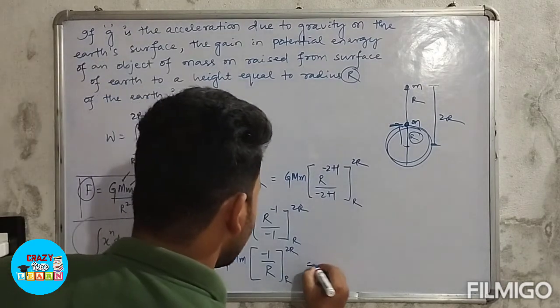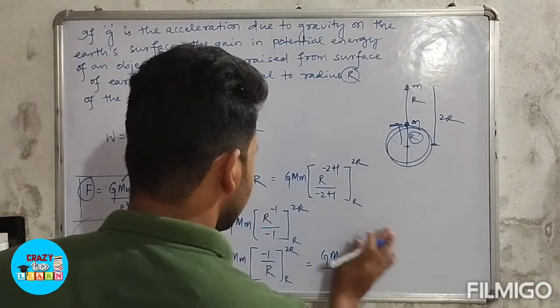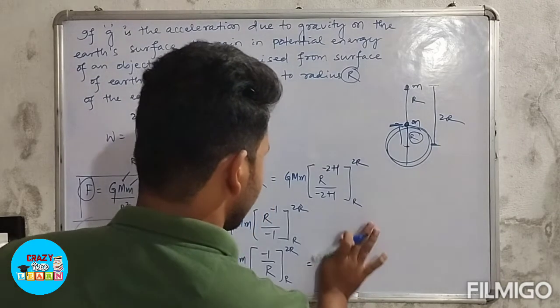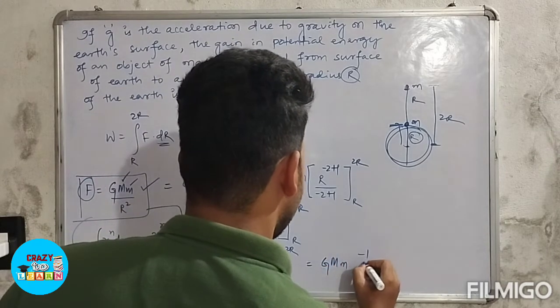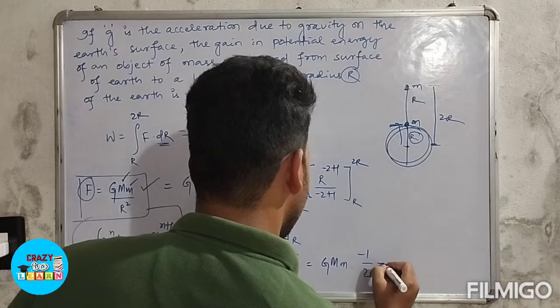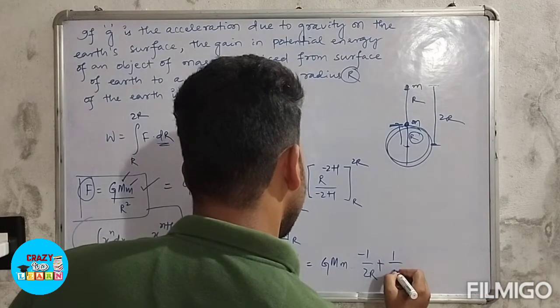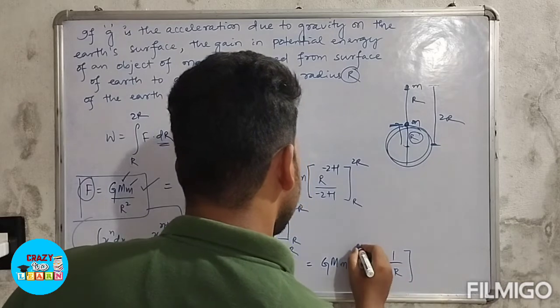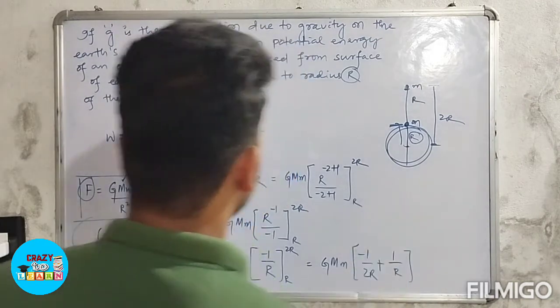So what will you get here? Capital G capital M small m, minus 1 by 2r, minus it will be plus 1 by r. Okay, clear?